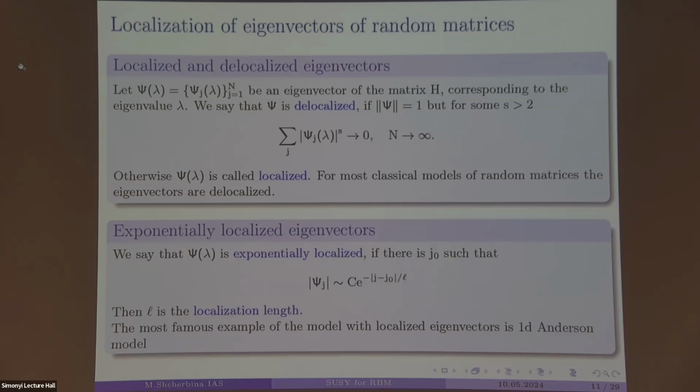You cannot have, for example, an eigenvector which has 1 at one point, 1/2 at another point, and then decays exponentially. In this situation you obtain something constant for this sum, and therefore the so-called localization situation. The delocalization situation is when all eigenvector components are of order 1 over square root of n, as written here. And exponential localization is when the eigenvector components decay exponentially, as written here.